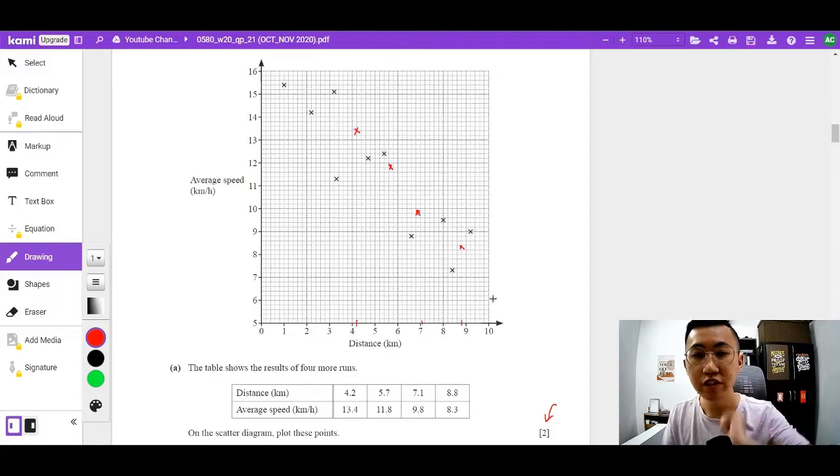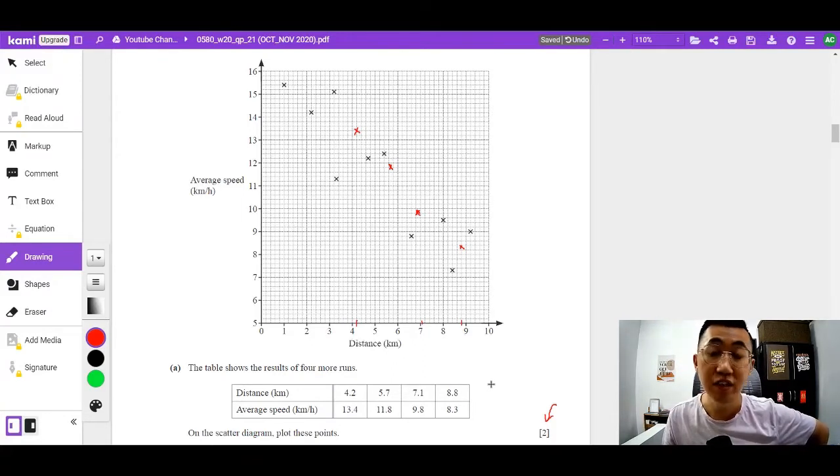Okay, so teacher already plotted, and the marking scheme is if you plot all 4 points correctly, you will receive these 2 marks. If you make a mistake, then you will be rewarded 1 mark instead. Okay, so teacher already plot the 4 points, hopefully correct.